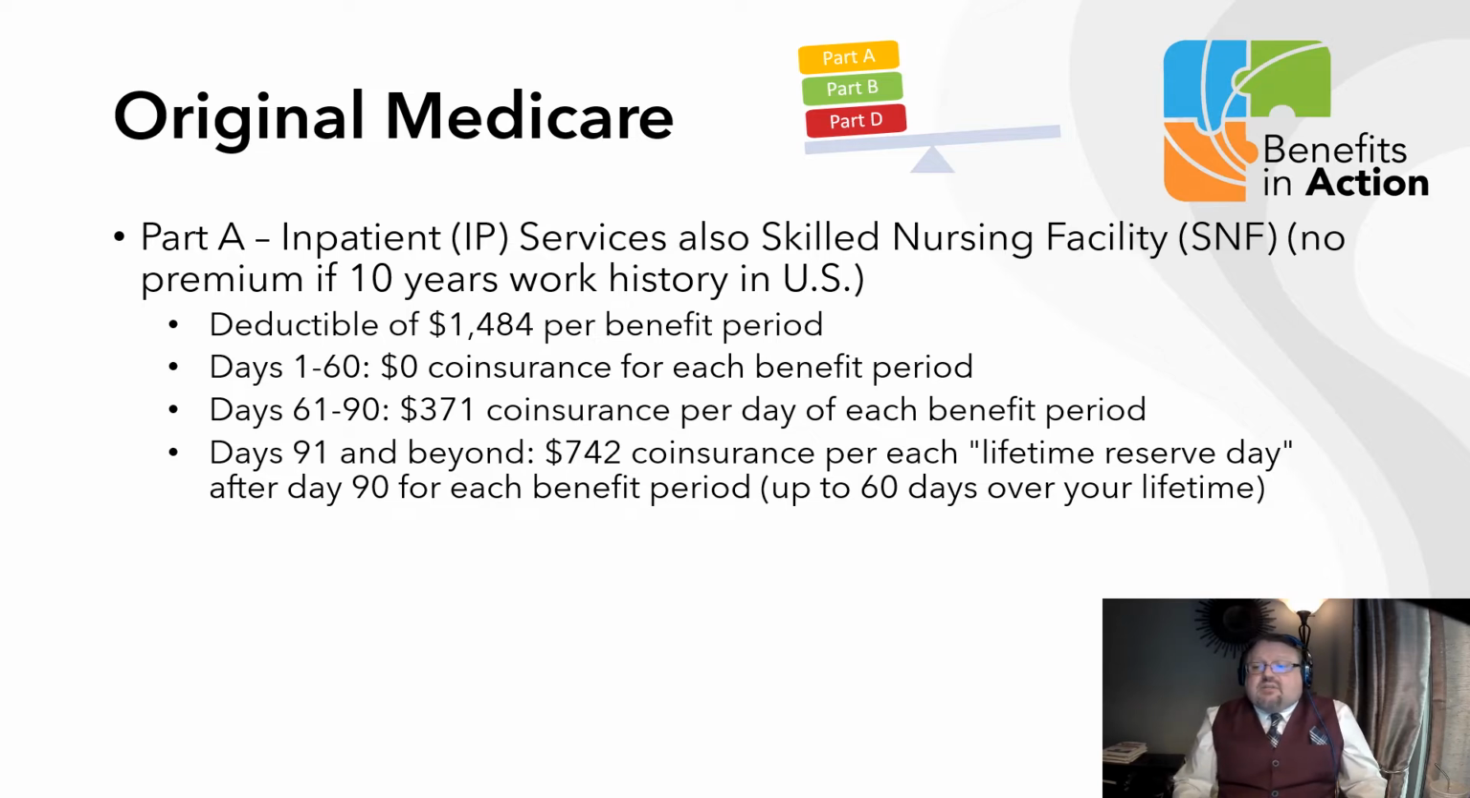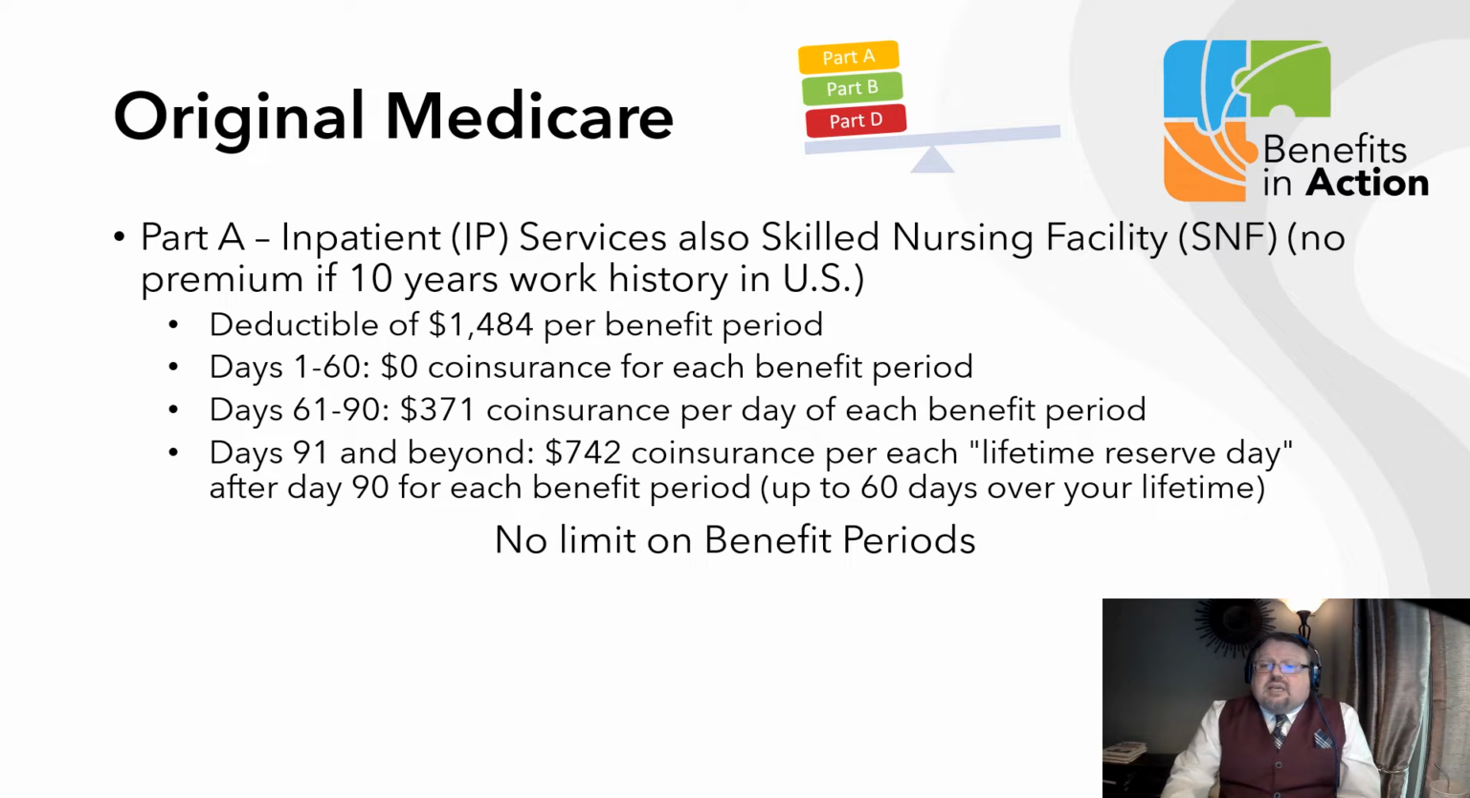After that 60-day reserve is utilized completely, then the beneficiary is responsible for 100% of their inpatient stay beyond the 150th day, if it's one continuous admission, one continuous benefit period. There is no limit to the number of benefit periods in a year. So you could see very quickly inpatient costs becoming quite expensive if you just have Part A without any additional coverage.